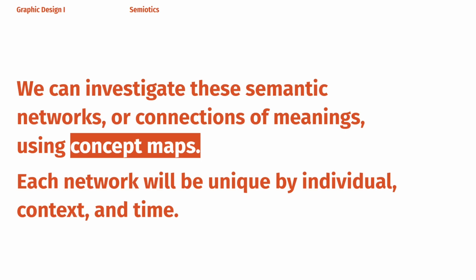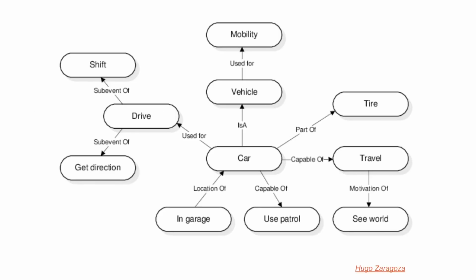So, for example, if we look at a concept map of a car, we can see that a car can be used to drive. We can see that it is a vehicle which is used for mobility. We can look at the different parts of the car. It's almost like a brainstorm or a word cloud, but the different parts are very clearly related together. And we'll talk more about that.